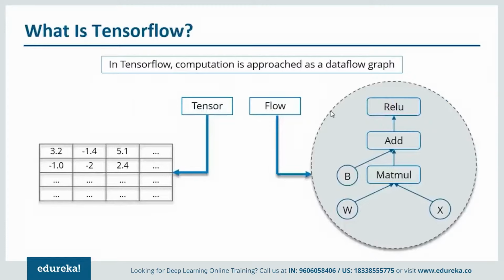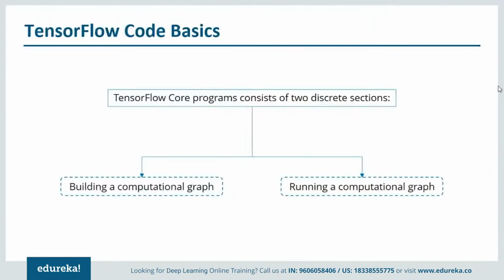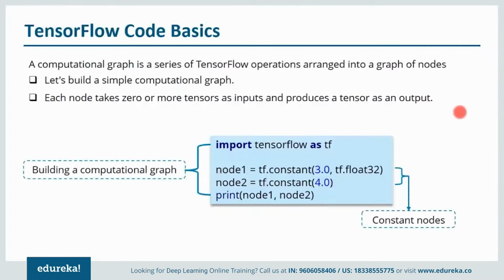Now let us understand a few code basics of TensorFlow. TensorFlow programs actually consist of 2 parts. One is building a computational graph and another is running a computational graph. So we'll first understand how to build a computational graph. You can think of a computational graph as a network of nodes, with each node known as an operation, running some function that can be as simple as addition or subtraction, or as complex as, say, some multivariate equation.